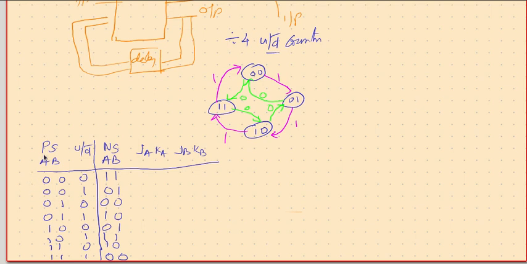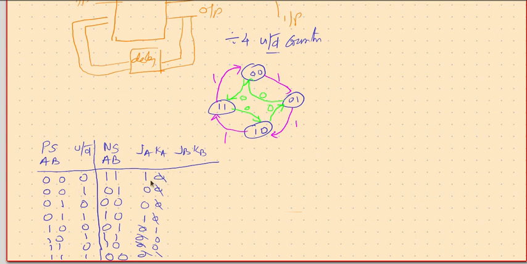Done. Now look at the A column in present state, the A column in next state, and then use the excitation table. 0 to 1 is 1, don't care. 0 to 0 is 0, don't care. 0 to 0 is 0, don't care. 0 to 1 is 1, don't care. 1 to 0 is don't care, 1. 1 to 1 is don't care, 0. 1 to 1 is don't care, 0. 1 to 0 is don't care, 1.